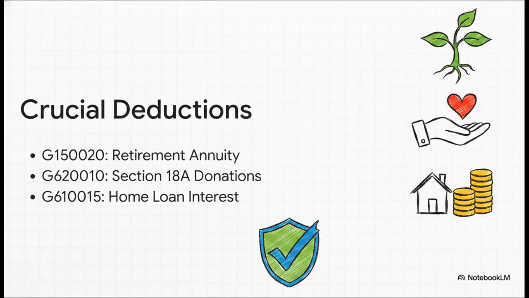And here are a few other incredibly powerful deduction codes you definitely should know about. First, G150020 is for tracking your retirement annuity or Regulation 28 pension funds. Then we have G620010, which tracks your donations to registered public benefit organizations, so your Section 18 deductions. And G610015 handles home loan interest, which is claimable pro rata if you have that home office we talked about or a rental side property. Keeping these categories perfectly clean builds this impenetrable audit-ready shield around your finances. It gives you total peace of mind if SARS ever comes knocking to request a verification of your returns.